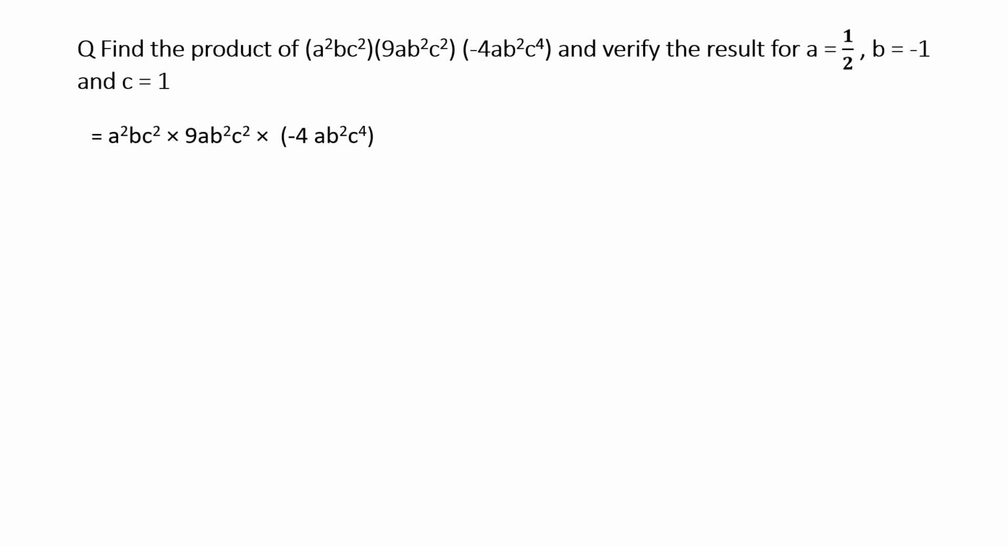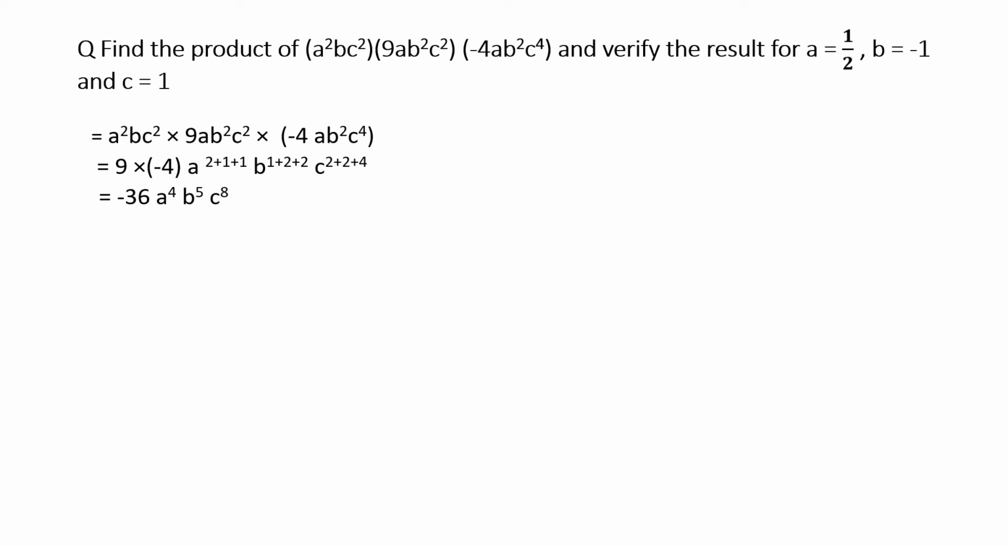Again the same: multiply the numbers separately and the variables with the common base. 1 into 9 into minus 4, a raised to power 2 plus 1 plus 1, because we have a raised to power 2 into a into a. Same with b, b raised to power 1 plus 2 plus 2, and c raised to power 2 plus 2 plus 4. So 9 into minus 4 will become minus 36, a raised to power 4, b raised to power 5 and c raised to power 8.